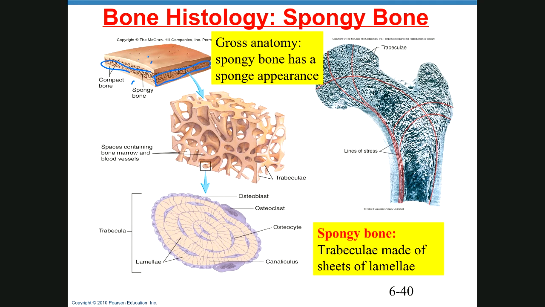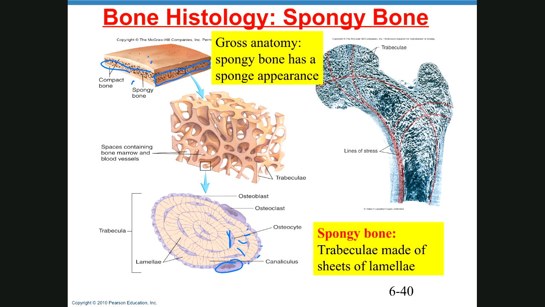You still are going to have osteocytes in the matrix. You're still going to have canaliculi. You're going to have the large osteoclast, the osteoblast on the surface, etc.